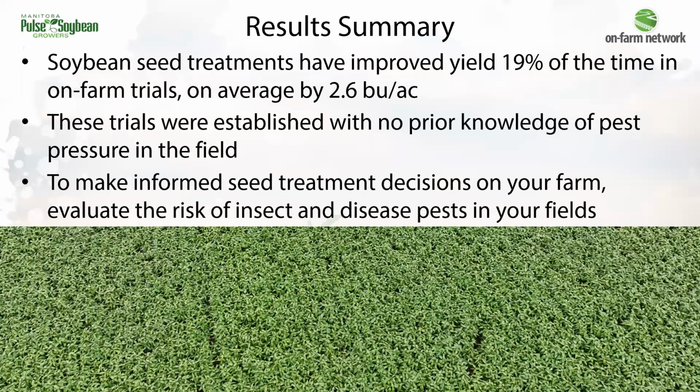So in summary, soybean seed treatments without any prior knowledge of pest pressure in a field, they improve yield 19% of the time. We can fine-tune the use of seed treatments in soybeans, though, to make those informed seed treatment decisions on your farm. Evaluate the risk of specific insect and disease pests on a field-by-field basis. Is there a history of root rots or wireworms in a field? Are you seeding into saturated soils with more May rainfall in the forecast? How frequently have soybeans been grown in that field? Are you likely to be starting off with a greater risk?